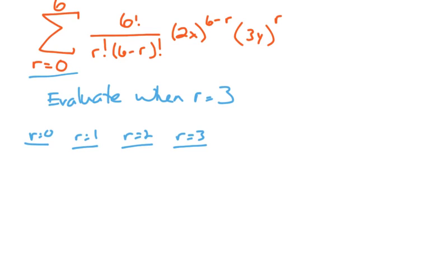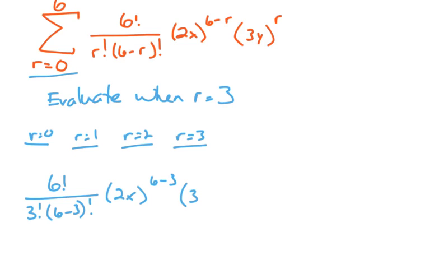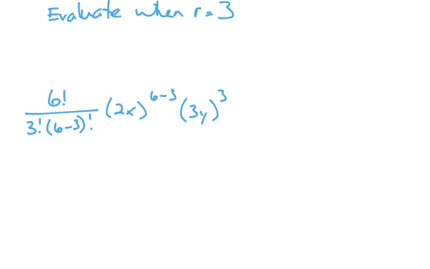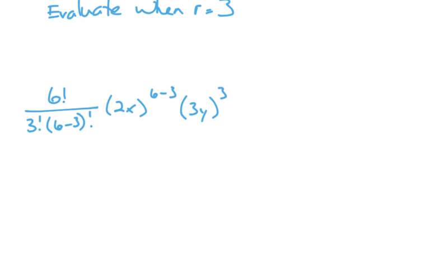So we're going to make this 6 factorial over 3 factorial times 6 minus 3 factorial, times 2x to the 6 minus 3 power, times 3y to the third power. Let me erase some of this here, we don't need all of this anymore. Let me slide this up. 6 factorial over 3 factorial times 6 minus 3 factorial is something you can type into your calculator right away. When you boil it all down, that's going to be 20.